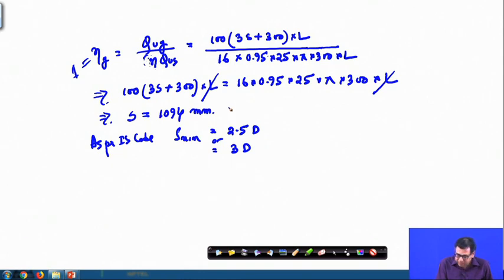Here it is coming out to be 3.65 D. So, it is okay as per the requirement of the IS code, because 3D is the maximum requirement for minimum spacing. So, it is giving 3.65. So, it is safe. So, the spacing that we will get is 1094, and that will give you the spacing that should be used to get the 100% efficiency.